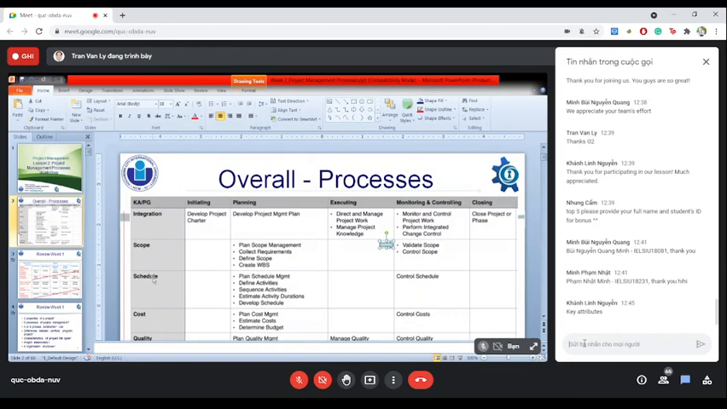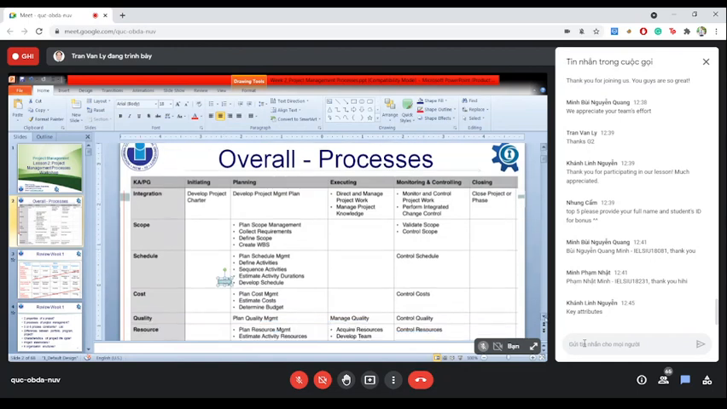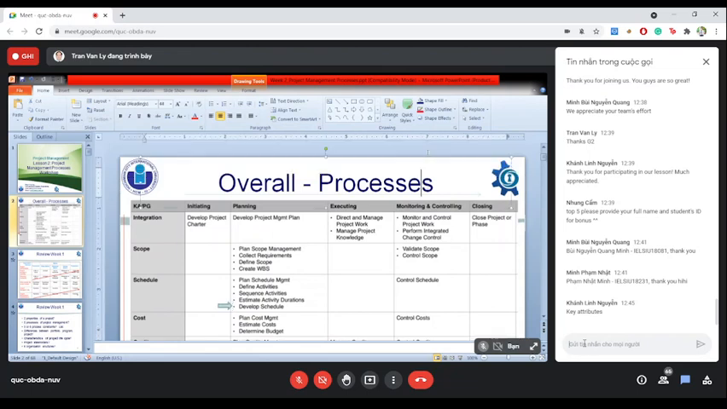Now, scheduling. In the next 2 weeks we talk about network activity. We put in the sequence, the constraint of the sequence, what first, what after. So beyond that, we plan for the schedule, activity, sequence here. Estimate the duration, time. After that, we develop schedule. Same. You see, because it's a process with many components.